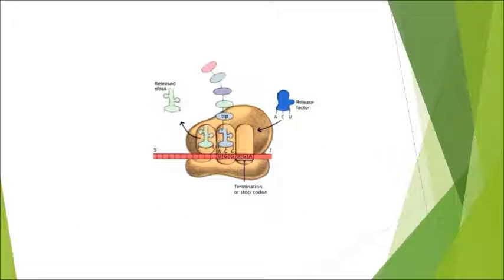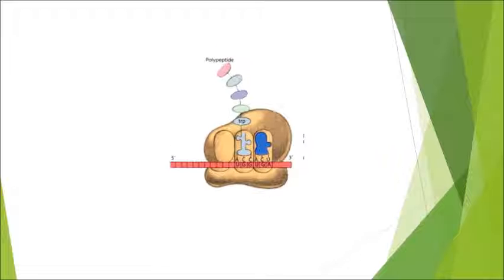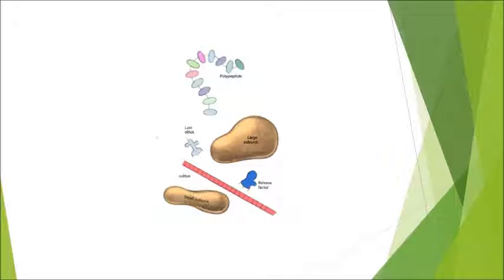Termination happens when one of the 3 stop codons is positioned in the A site. No tRNA can fit in the A site at that point, as there is no tRNA that can match the sequence. Instead, these codons are recognized by a protein, a release factor. Binding of the release factor catalyzes the cleavage of the bond between the polypeptide and the tRNA.